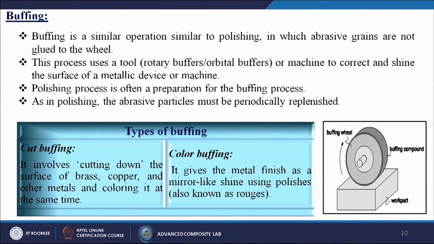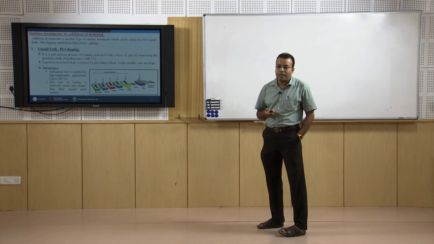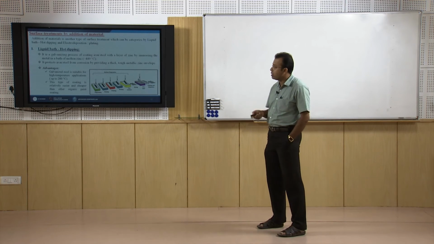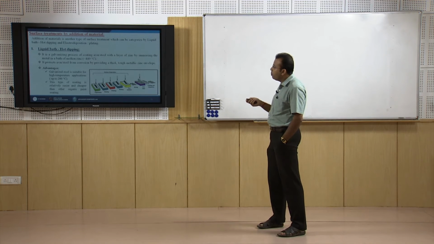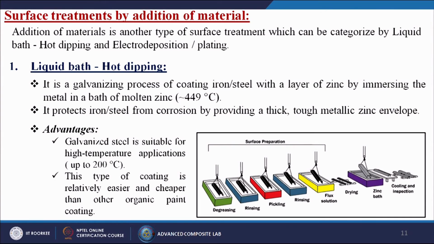Next is called the liquid treatments by additions of materials. So, here we are doing this surface engineering by additions of any materials. First one is called the liquid bath hot dipping. It is a galvanizing process of coating iron or steel with a layer of zinc by immersing the metal in a bath of molten zinc.